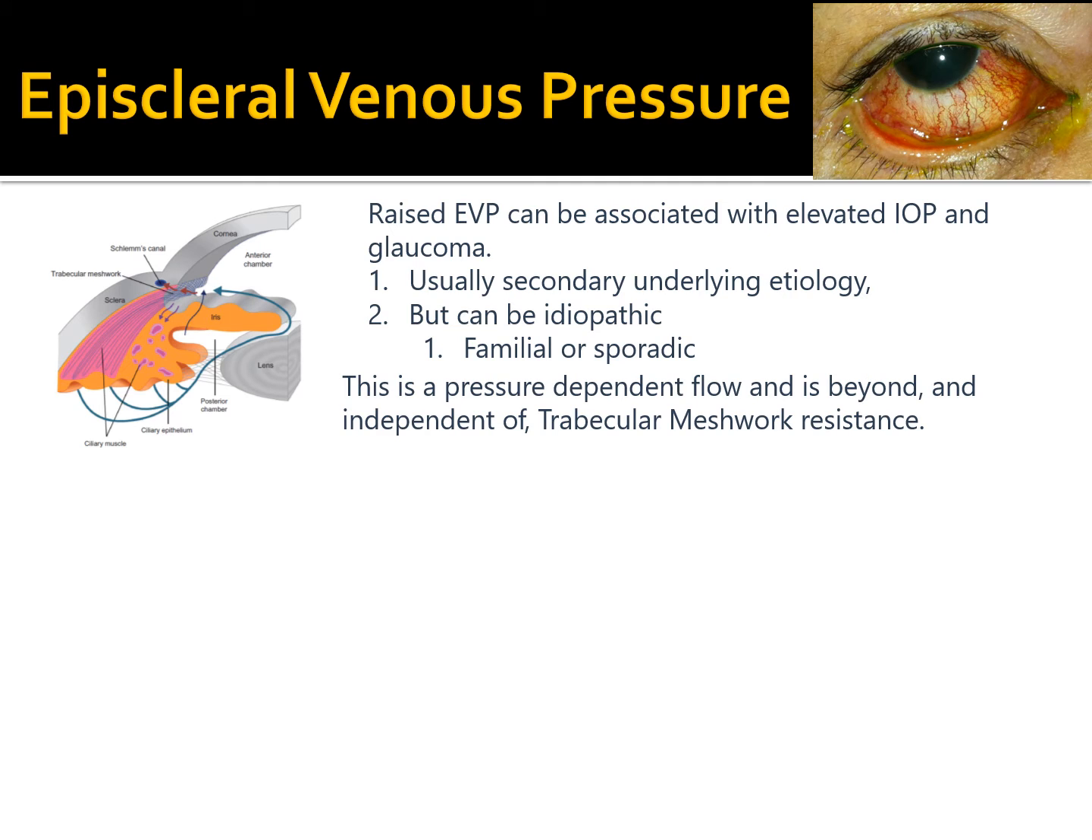And the thing is, it's a pressure-dependent flow. So it's got nothing to do with trabecular meshwork. The trabecular meshwork outflow facility is perfectly good. It's beyond that where the aqueous is going to be assimilated back into the general circulation. And so it's pressure dependent. If the pressure in the venous system is really, really high, there's simply no pressure differential to drag the aqueous out. So the pressure can go up and up and up.